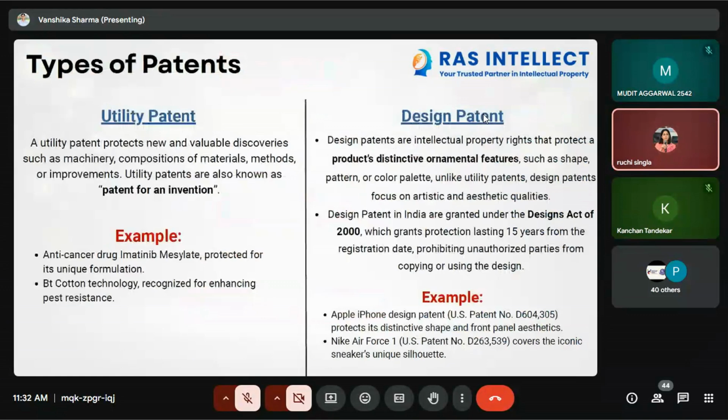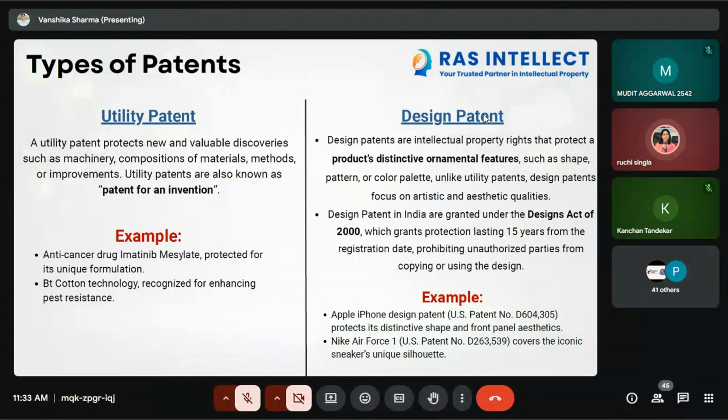Next slide, please. So Kanchan, do we have the engineering students? Do we have students from pharmacy or biotechnology in the meeting? Can anyone tell me, do we have students of biotechnology or pharmacy in the meeting? No, ma'am, mostly students are from finance and management.